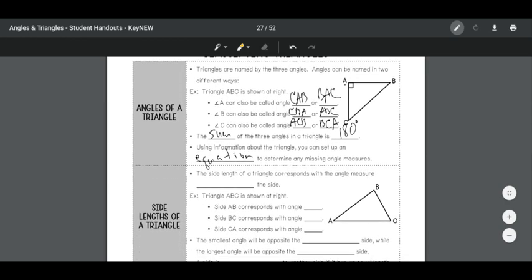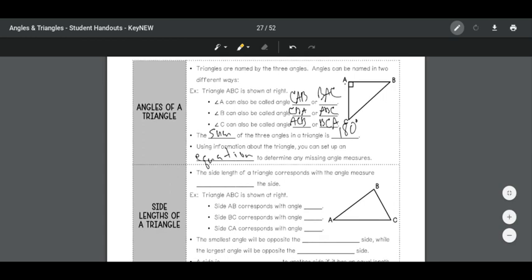The side lengths of a triangle correspond with the angle measure that is opposite of the side. So triangle ABC is shown at the right. So side AB corresponds with angle C because it's opposite of it. Side BC, if you do this and then just draw an arrow, it corresponds with A. Side CA corresponds with angle B.